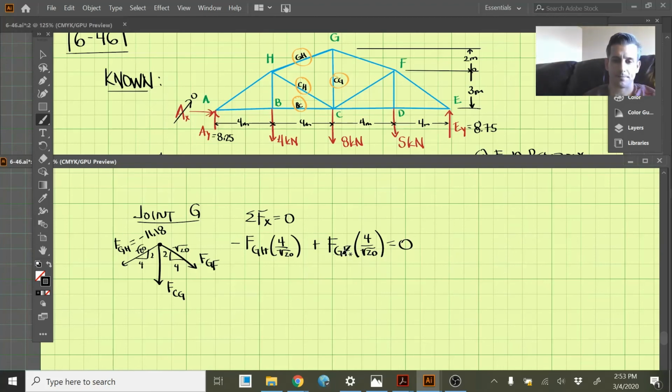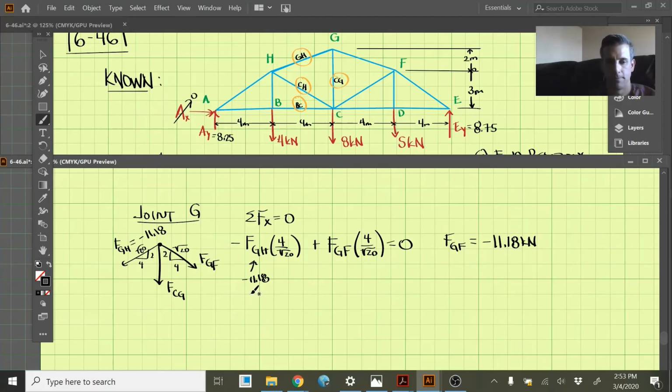Okay, so we could put in negative 11.18 here for FGH, but you can also see that this is symmetric, and what you'll find out is FGF is equal to FGH if you solve this equation. So FGF, what the unknown we have, is equal to negative 11.18 here, kilonewtons.